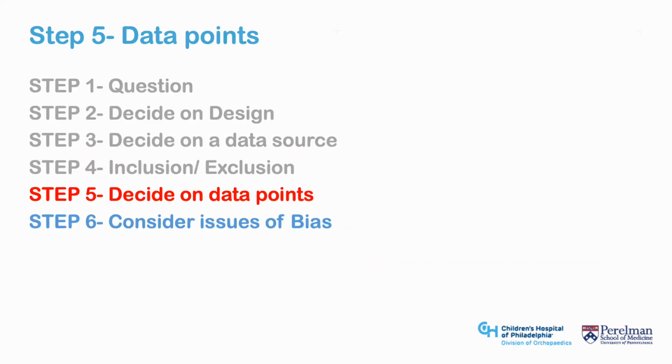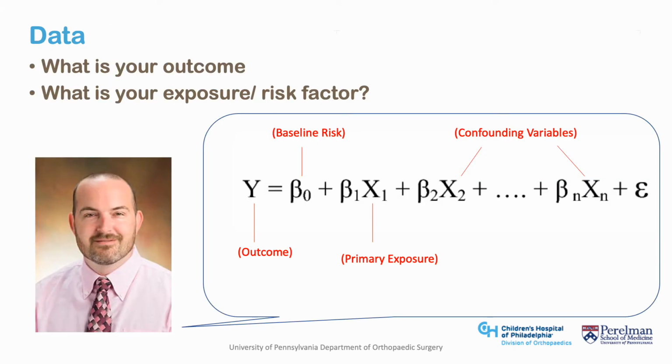Step 5. Decide on data points. The two most important data points to decide on are the outcome of interest, in this case the y variable, and the exposure of interest, in this case the x variable. The diagram here contains a standard form of an equation of a line, which is the form that many research questions will take mathematically, in various forms or transformations. Other variables in this equation in retrospective research are the baseline risk of an outcome, indicated here as beta naught, and the confounding variables, which are the additional x's in the equation.